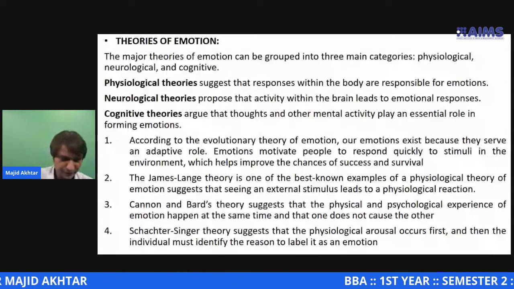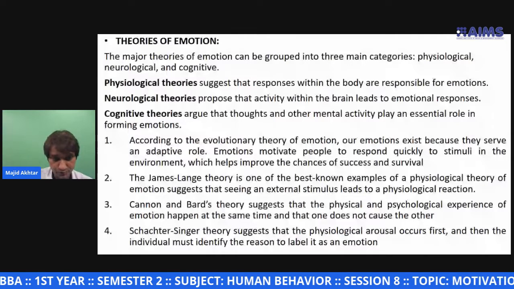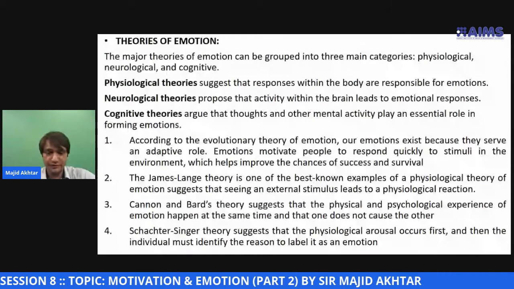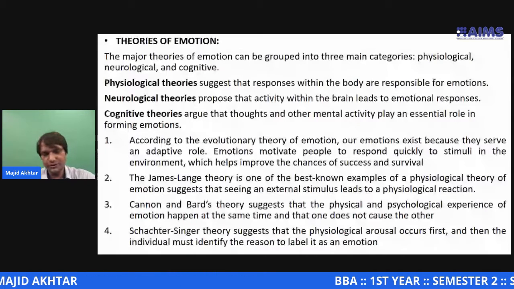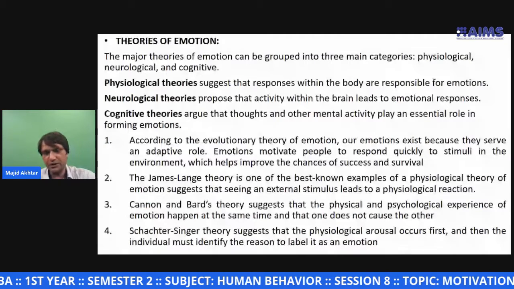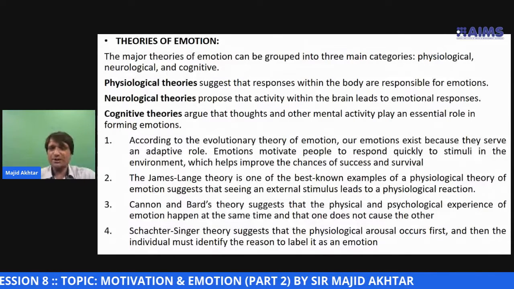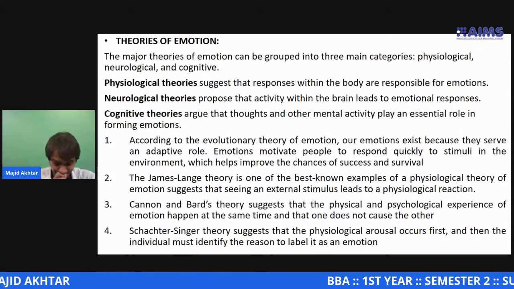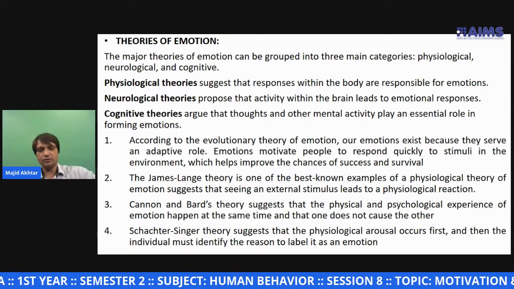The next one is Schachter-Singer theory, this is a tricky word. Schachter-Singer theory suggests that physiological arousal occurs first, and then the individual must identify the reason to label it as an emotion. So this theory suggests that something takes place physically, and because of that physical thing, you should find out the reason why that physical state has taken place, and then accordingly you can park that emotion in the respective category.